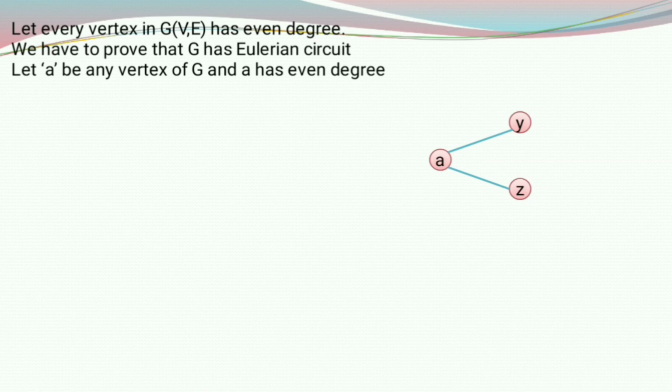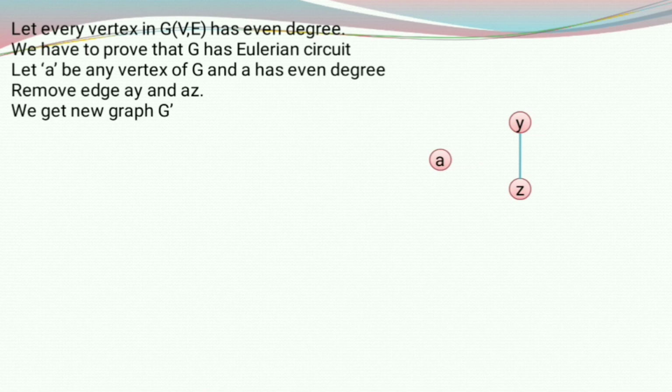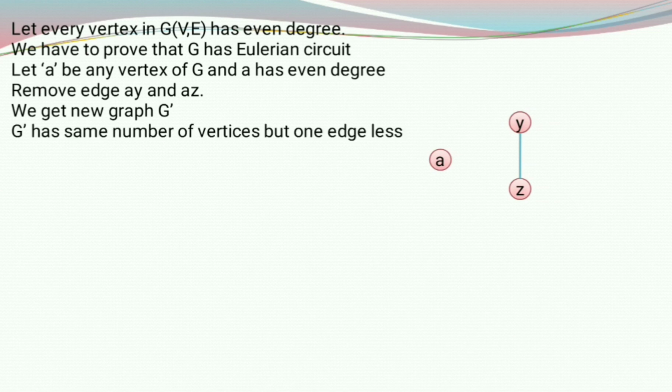So what I'll do, I will remove AY and AZ, and I'll join Y and Z. Okay, so this is a new graph, G dash. This graph G dash has the same number of vertices as G, V vertices, but the number of edges is one less than in G. So it has E minus 1 edges.